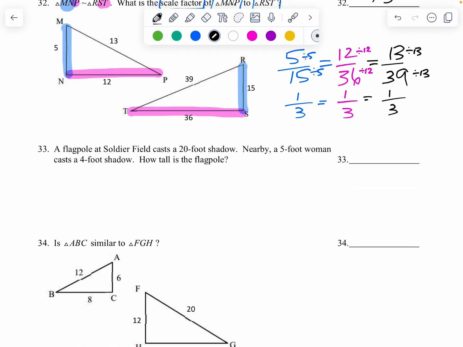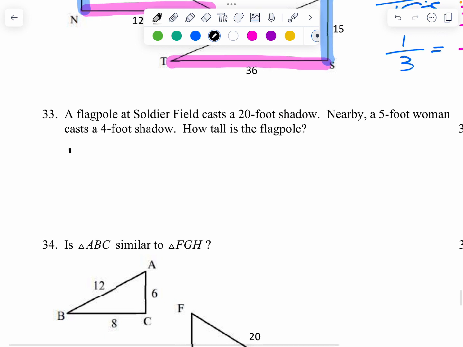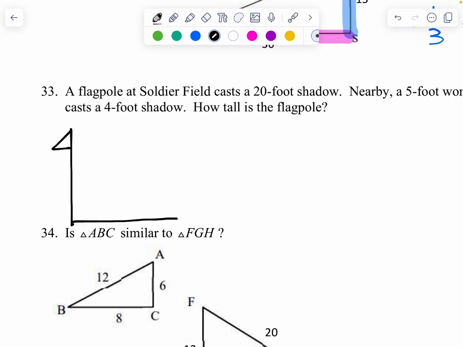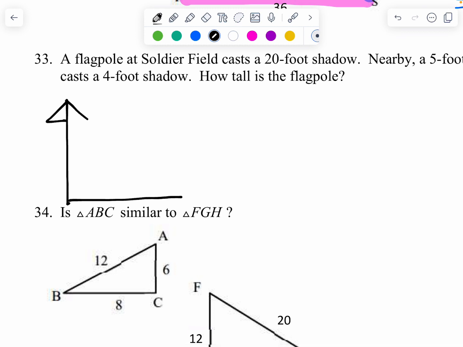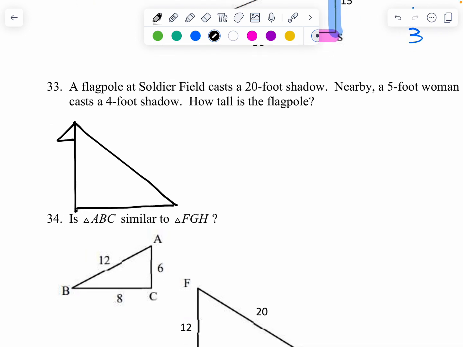All right, a flagpole at Soldier Field. Without even continuing to read, I'm noticing that there's no picture to go with this, so I should probably draw it. I'm going to draw a flagpole. There's my little flag, yay, at Soldier Field, and it casts a shadow. You guys know that shadows go along the ground, okay? And when you have a flagpole with a shadow, you can connect to make a triangle. Okay, and what do we know here?